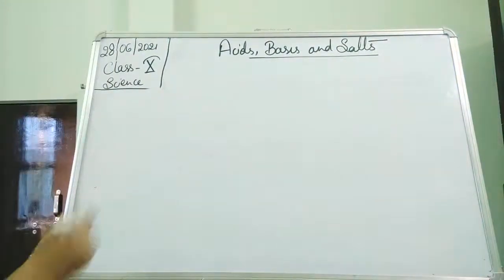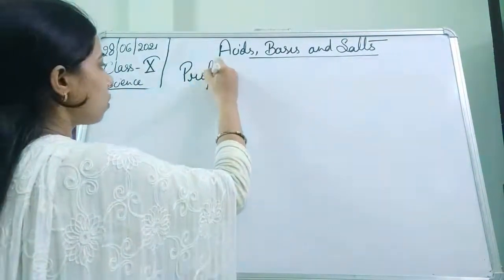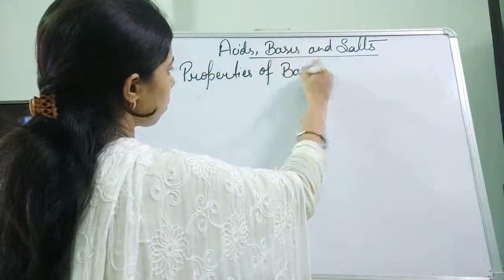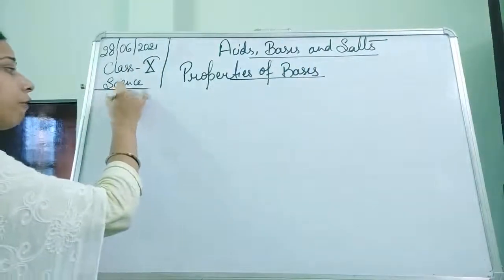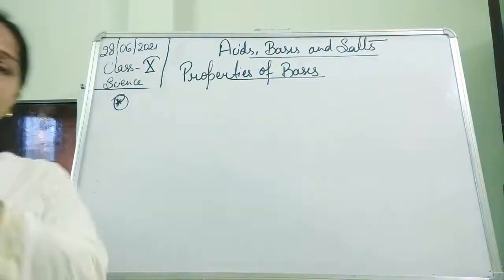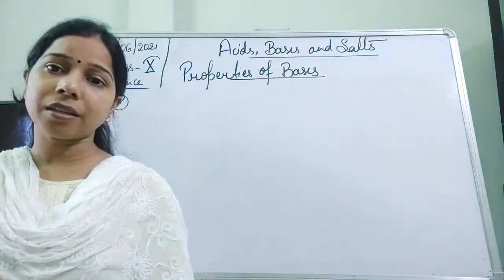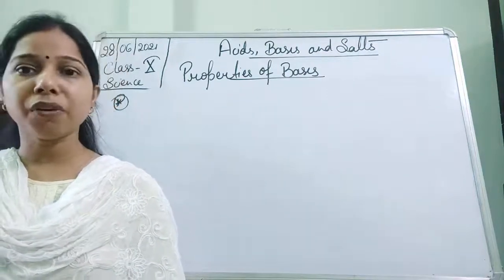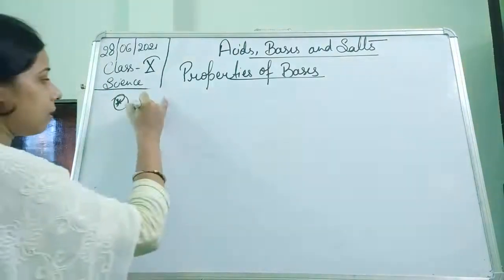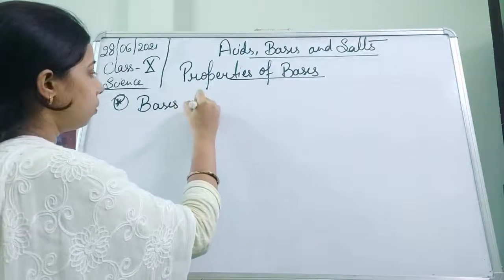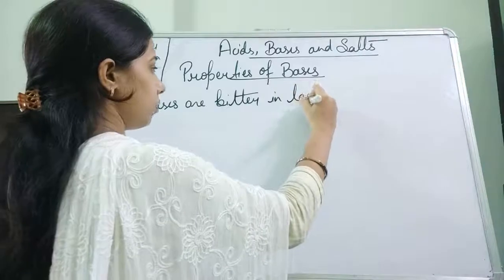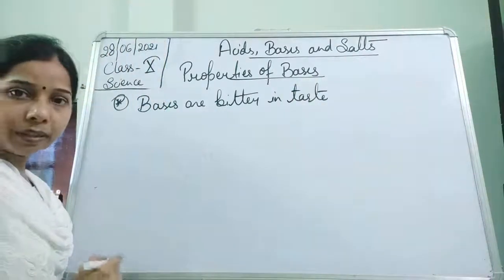Properties of bases. The first we are going to study is the physical properties, and then the chemical properties. As we have seen, acids are sour in taste. So what kind of taste do bases have? Bases are bitter in taste.